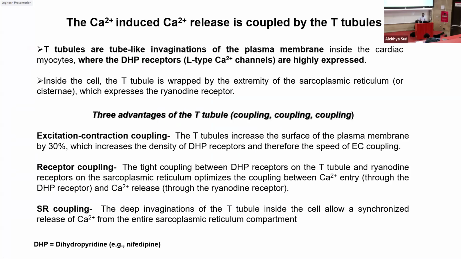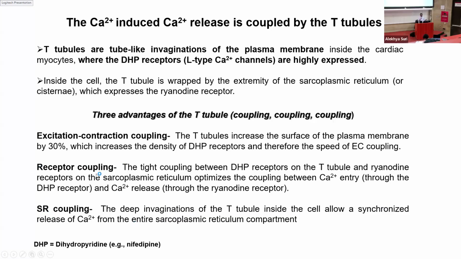So unlike any other cell types, you can see a huge amount of plasma membrane in cardiac myocytes, mostly in the form of T tubules, which go deep inside the muscle cell. And this increase in the surface increases the density of L-type calcium channel, and therefore it speeds up the excitation contraction coupling. And it is also a receptor coupling.